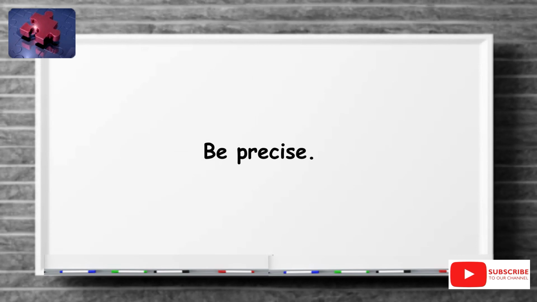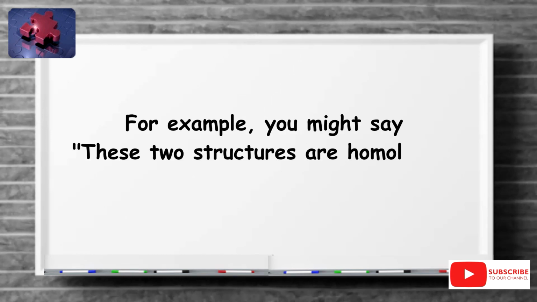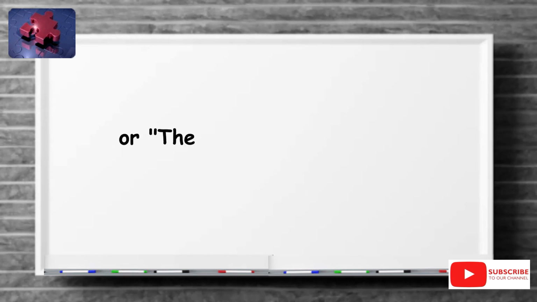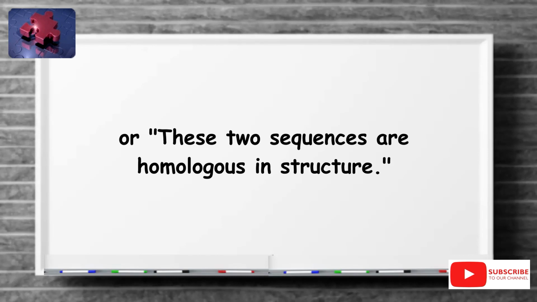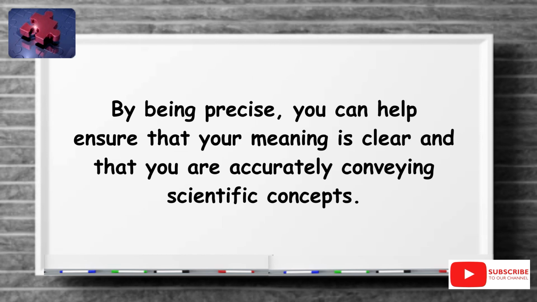Be precise. When using the word homologous, it is important to be precise in your language. For example, you might say these two structures are homologous in function, or these two sequences are homologous in structure. By being precise, you can help ensure that your meaning is clear and that you are accurately conveying scientific concepts.